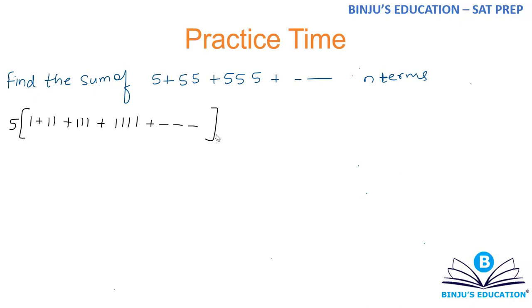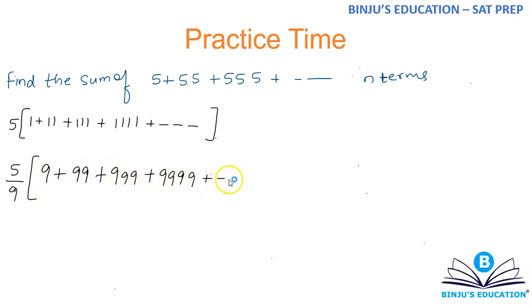So what you're supposed to do in questions like these is, once you take this number 5 common, or if you have 6 plus 66 plus 666, take 6 common, or if you have 7 plus 77 and so on, take 7 common. Then the next thing you do is multiply and divide by 9. If you multiply and divide by 9, this will become 5 by 9 into 9 plus 99 plus 999 plus 9999 and so on.